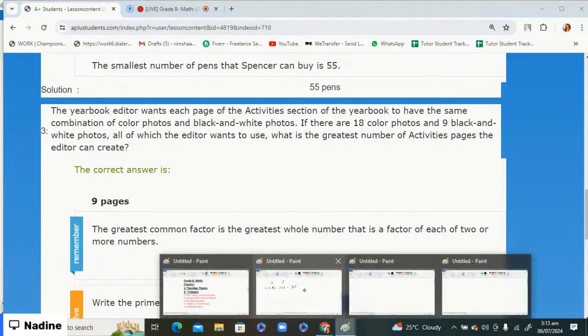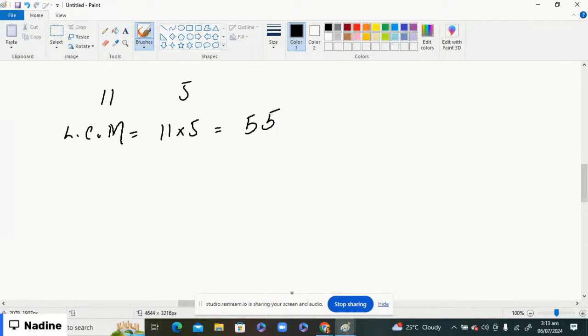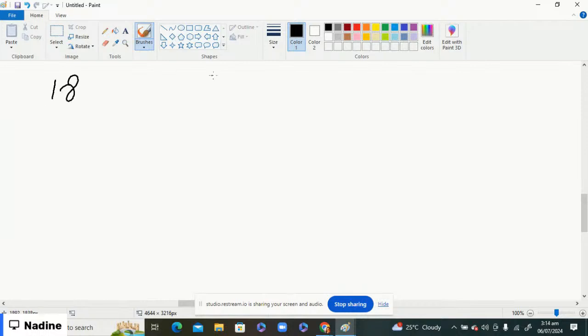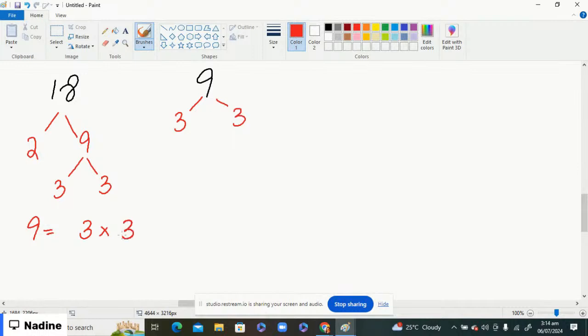Let's just check. So here for 18 and 9. So let's find. 2 times 9 is 18. 3 times 3 is 9. For this 9, 3 times 3 is 9. Okay. Let's check for 9. Here is 3 times 3. And for 18 it's 2 times 3 times 3. So this 3 is common. So this is the greatest common factor. Got it? That is 3.